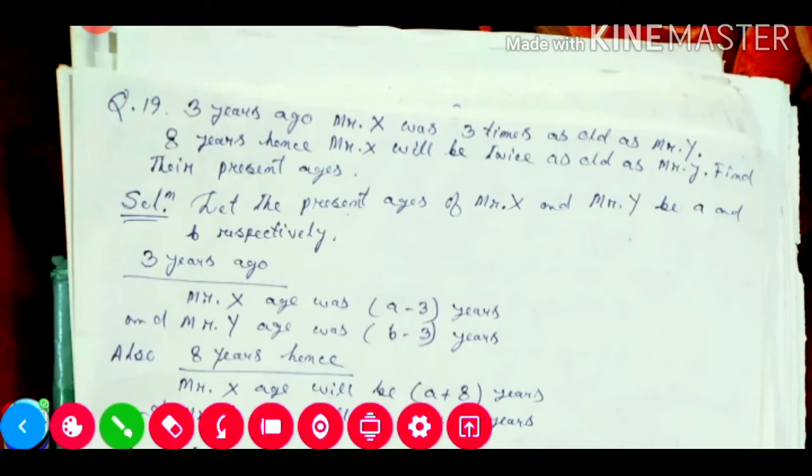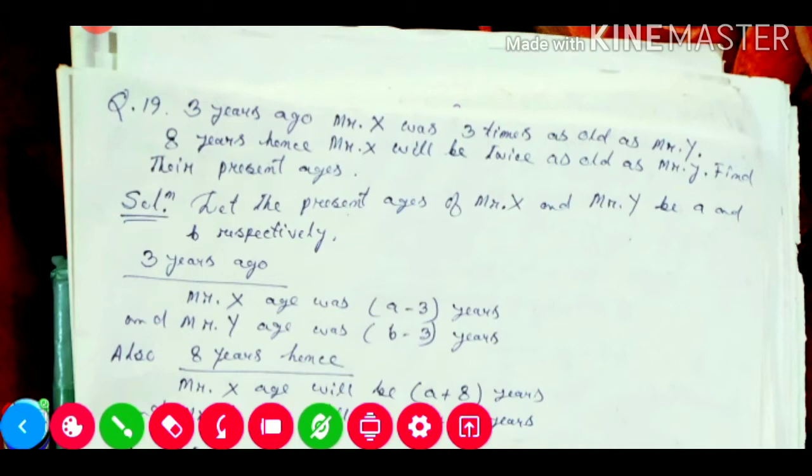So 3 years ago Mr. X was, one person, his name is Mr. X. His age was 3 times as old as Mr. Y. Another person is there, Mr. Y. From his age, this person's age, this Mr. X's age was 3 times more. 3 years ago it is.